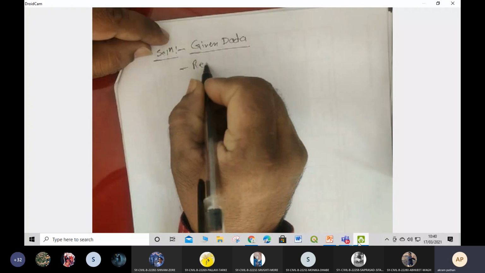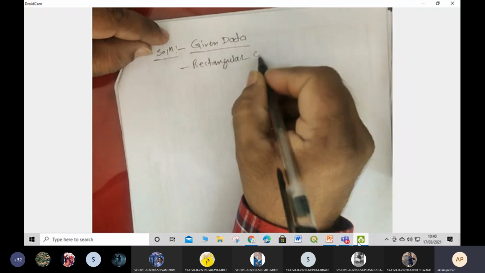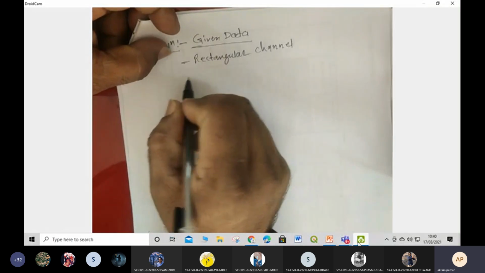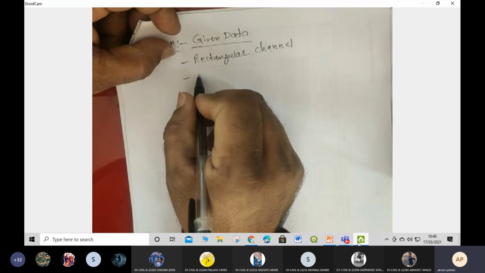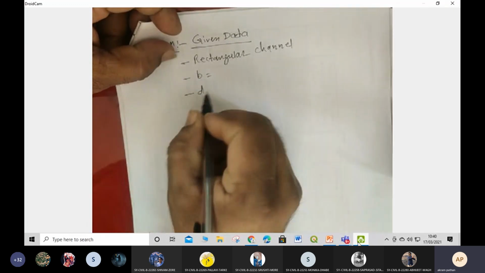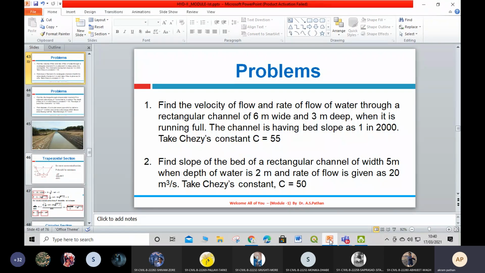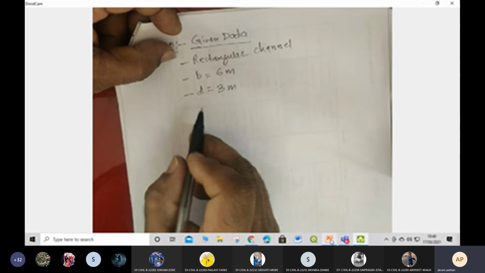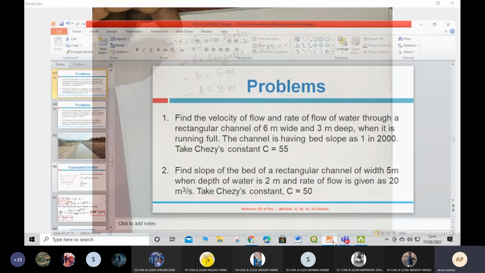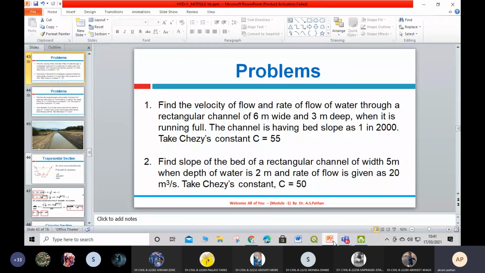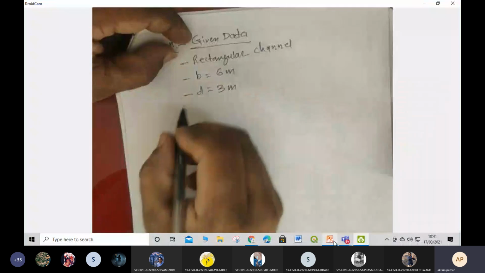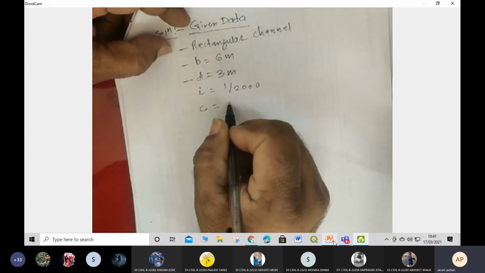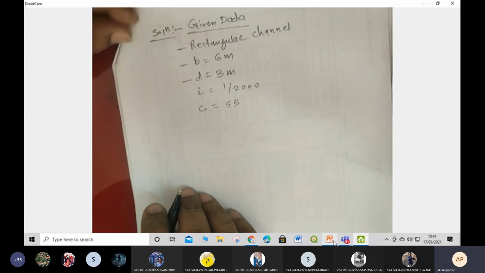So what is given? A rectangular channel section is given. First you have to write rectangular channel. Once you understand what type of channel it is, then you can easily plot the cross section. B is given, D is given: 6 meter wide and 3 meter deep. So depth is 3 meter, B is 6 meter. When it is running full, the channel has bed slope 1:2000, and Chezy's constant C is given as 55.